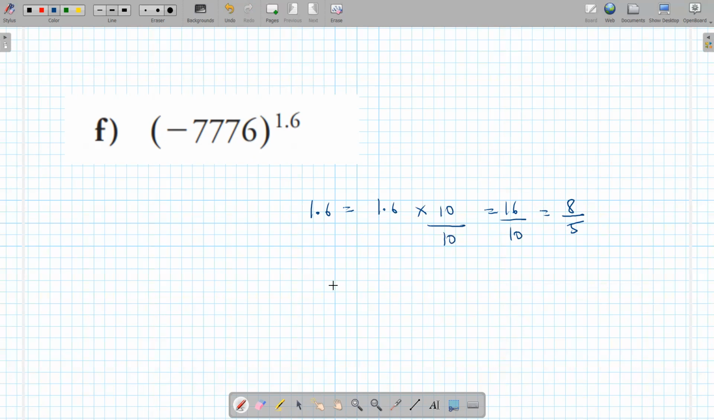Okay. So this becomes negative 7776 to the power of 8 over 5. You take the fifth root of this, so negative 7776 to the power of 1 over 5, which is negative 6. And then you do to the power of 8. The answer here is going to be positive because this is in a bracket. That means this power 8 also applies to the negative sign. Anytime you have an even exponent, the final answer will be positive.